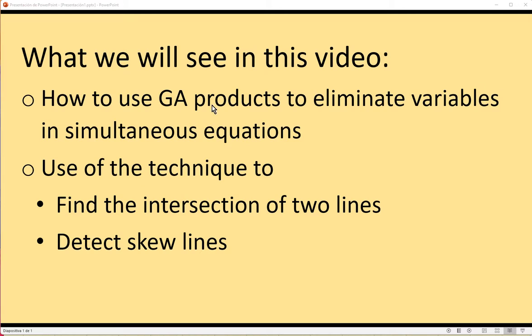In this video, we will use this technique of eliminating variables to find the intersection of two lines and also to detect when two lines are skewed and do not intersect.